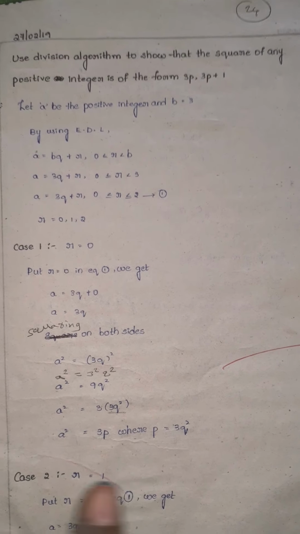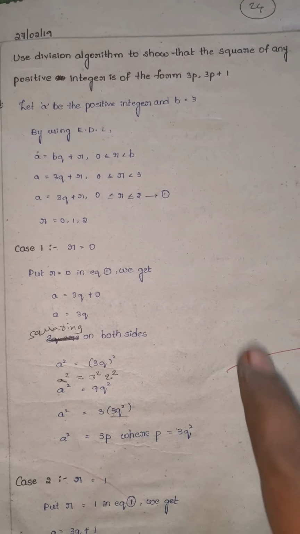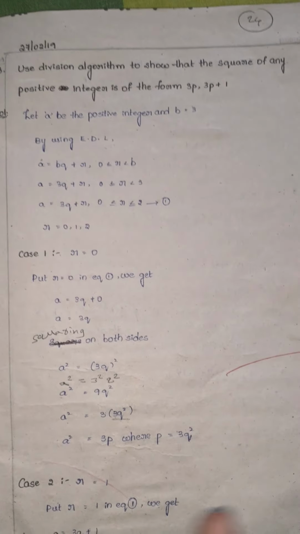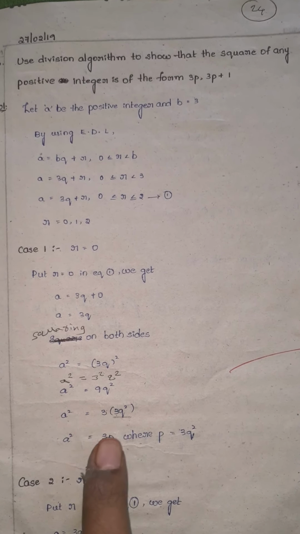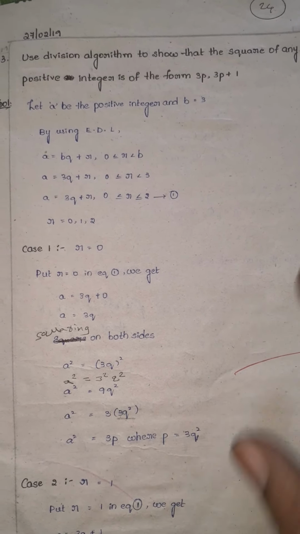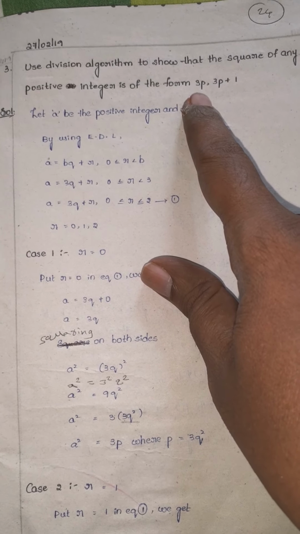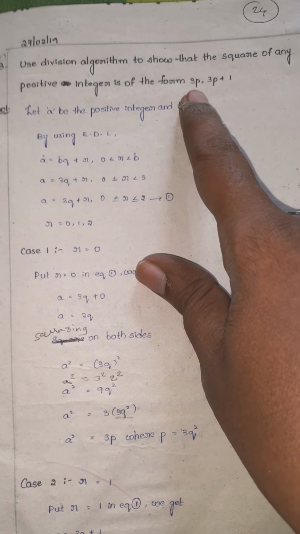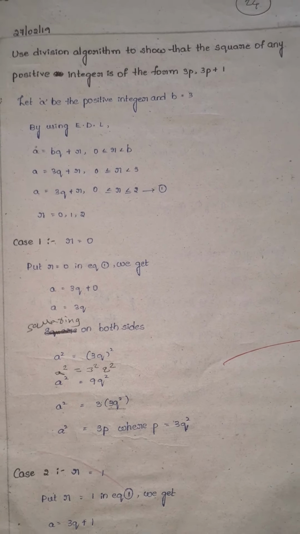So a square is equal to 3 into, in place of 3q square, write p. In our question p is given, that's why I write p here. I have taken 3 common because 3 times 3 is 9, so the same form will come. Here a variable p is given, so write p; if k is given, write k; if n is given, write n. Whatever alphabet is given in the question, write that alphabet. So we got the first condition.